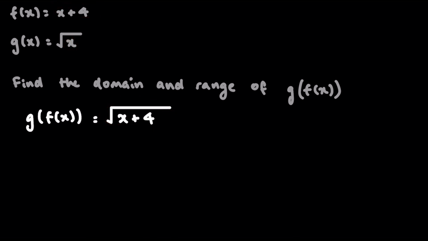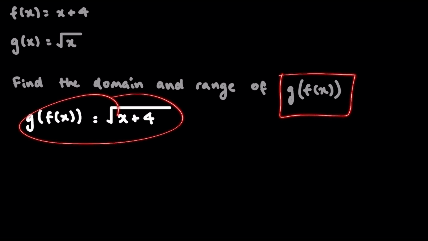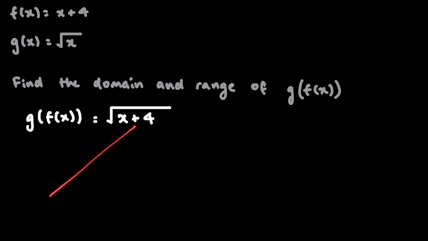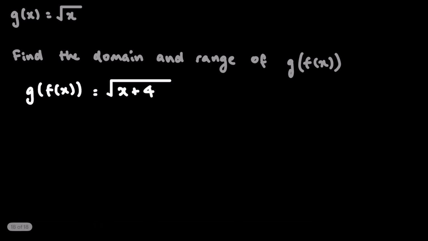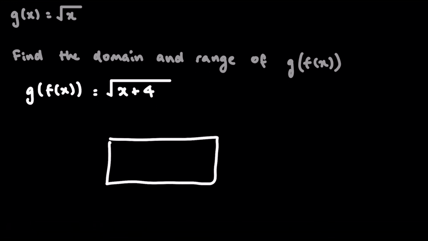Now what a lot of people will think is, in order to work out the domain and range of g of f of x, or what I just worked out here, all we need to do is work out the domain and range of this right here. And that's very incorrect. You cannot do that. What you actually need to do, and what I personally do, is I draw a function machine. It seems very corny, but I still do it to this day.